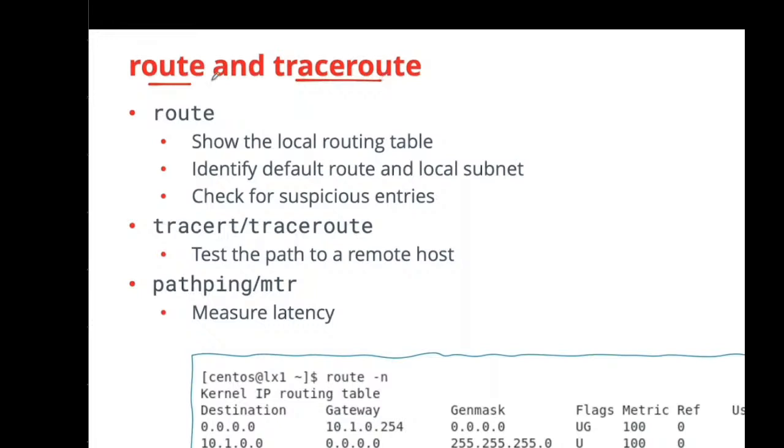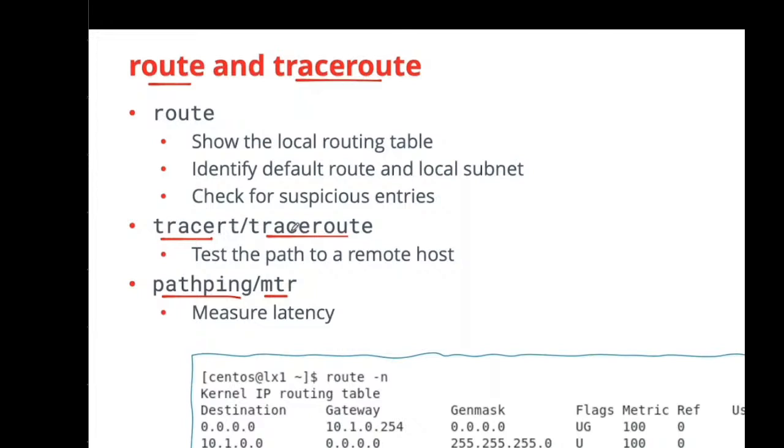Okay, then there are tracert, traceroute, pathping, and MTR. These are the 4 commands. Tracert runs on Windows, traceroute runs on Linux, pathping is a Windows tool, and MTR is a Linux-based tool. Tracert and traceroute are both a similar kind of thing. They basically use ICMP probes to report the round trip time for the hops between the local host and the host on a remote network.